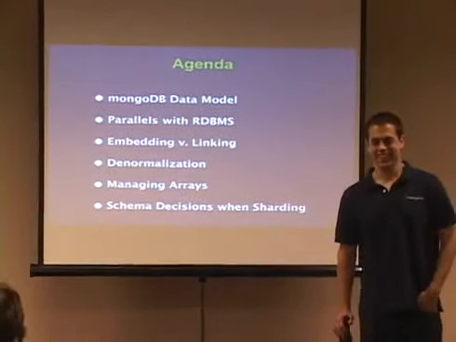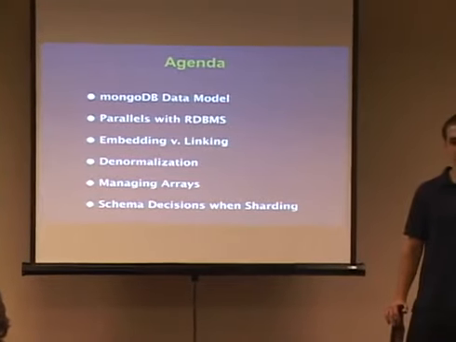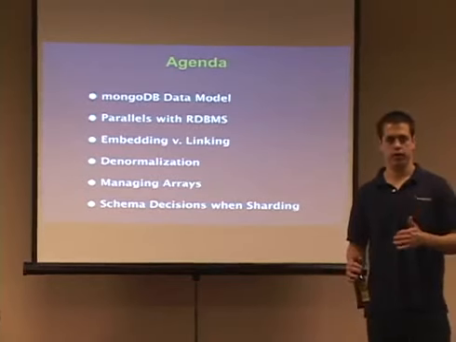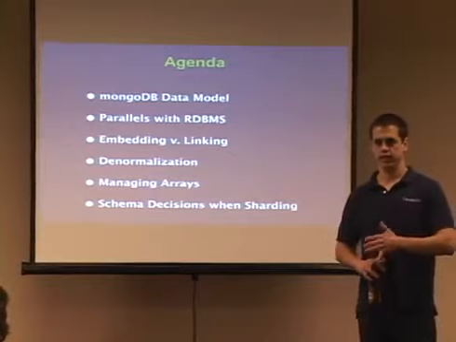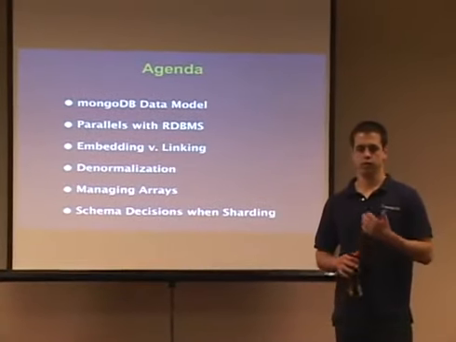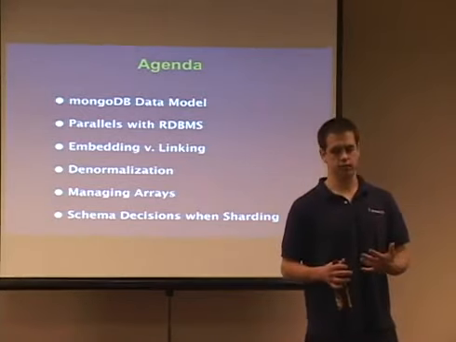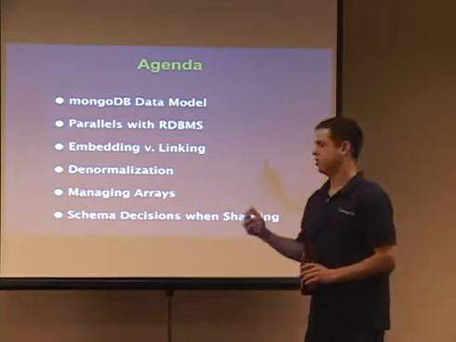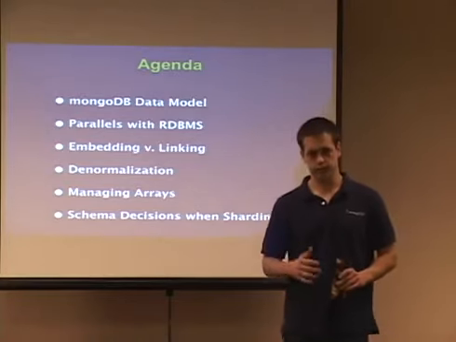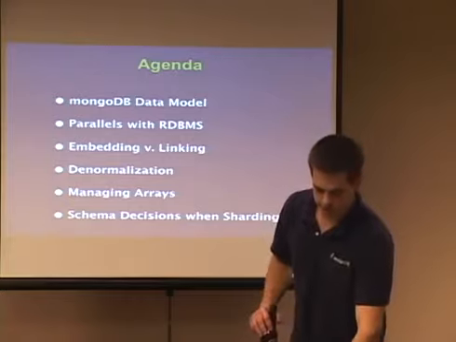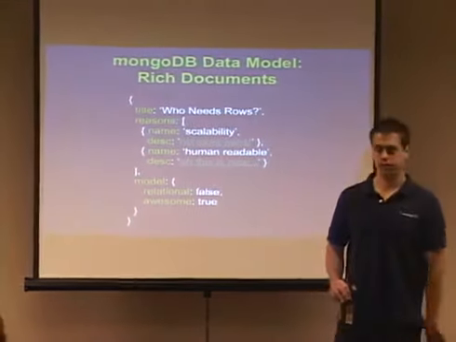So, here's the agenda that I have laid out. We'll talk just real briefly about the MongoDB data model, parallels between Mongo and a relational database, as well as embedding versus linking documents, and when you might want to use either one of those, as well as denormalization in general and what that means. And lastly, managing arrays and schema decisions when sharding.